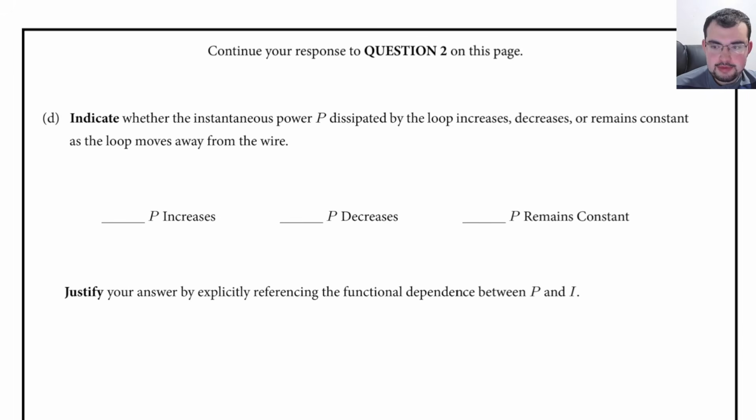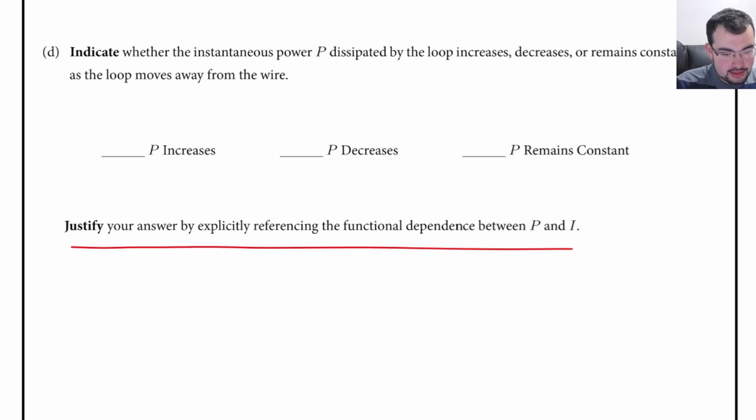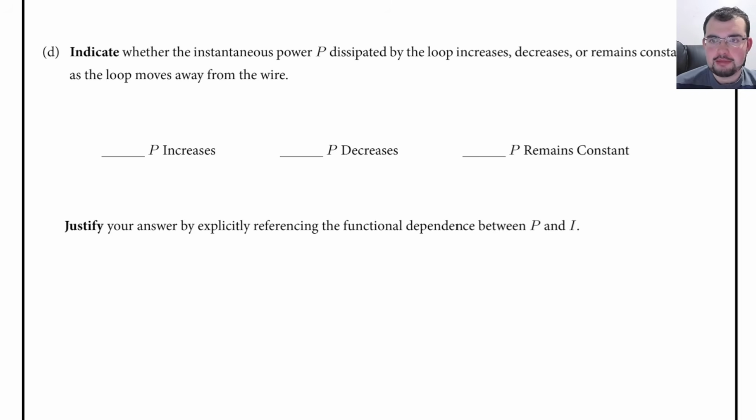So the D part of the TBR, this is always some sort of a synthesis type question. This time it says indicate whether the power dissipated by the loop increases, decreases, or remains constant as the loop moves away. Express your answer by explicitly referencing the functional dependence between P and I. Okay. So this means that we need to connect P and I. D2 on the TBR is one of the hardest points to get, because people don't justify using what they tell you. So here we have to justify by relating P and I.